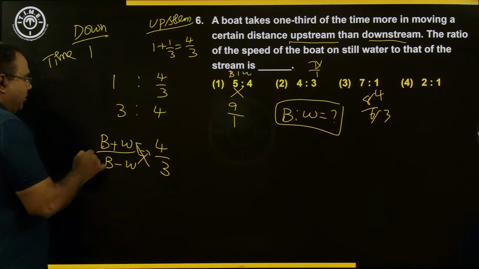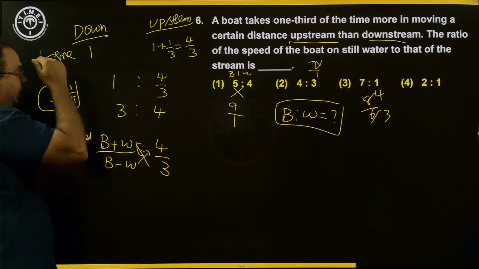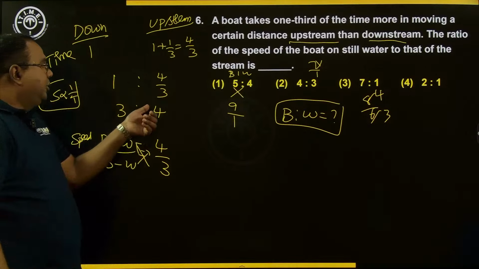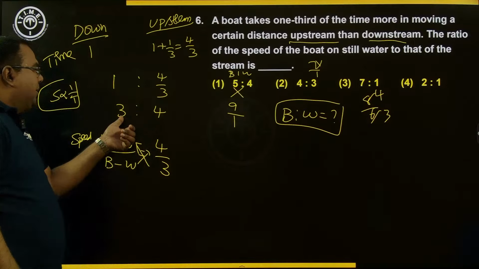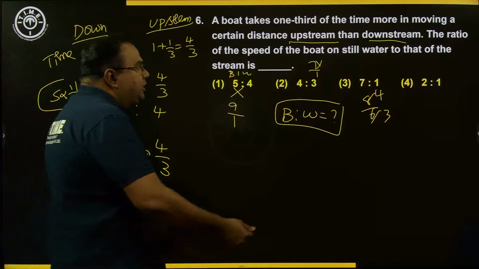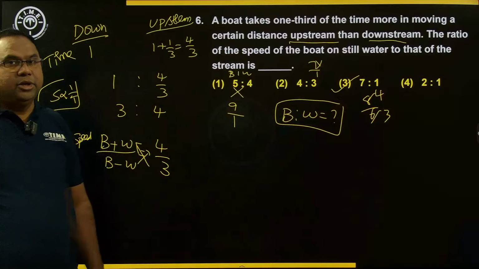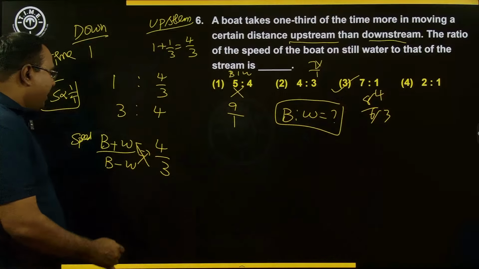What is B plus W by B minus W? It is speed ratio. So we know that speed and time are inversely proportional. Right? So B plus W by B minus W has to be inversely proportional. It is not 3 is to 4, downstream is to upstream, it has to be 4 is to 3. So I'm getting 4 is to 3 in third option. I can mark option 3 as my answer. No need to simplify. If you cross multiply also, you'll get it.